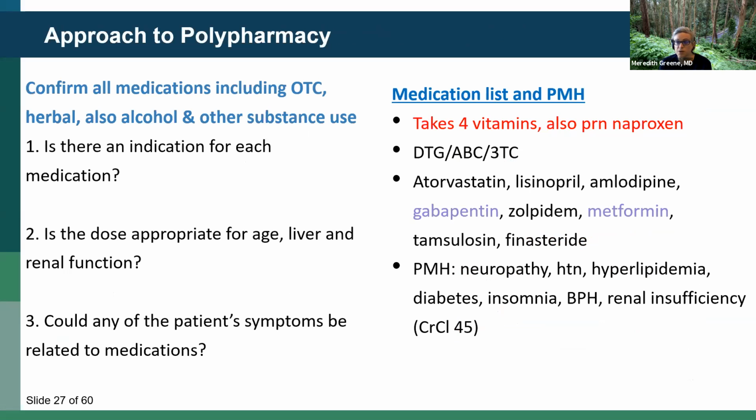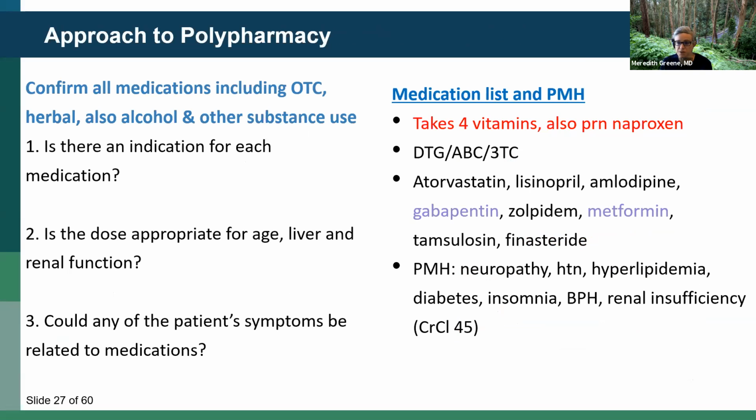So the first step is actually to have an accurate medication list. So that means confirming all the medications, including over-the-counter vitamins, supplements, herbals, and then also importantly asking about alcohol or other substance use because alcohol will also interact with medications. And really the first step is, is there an indication for each medication?